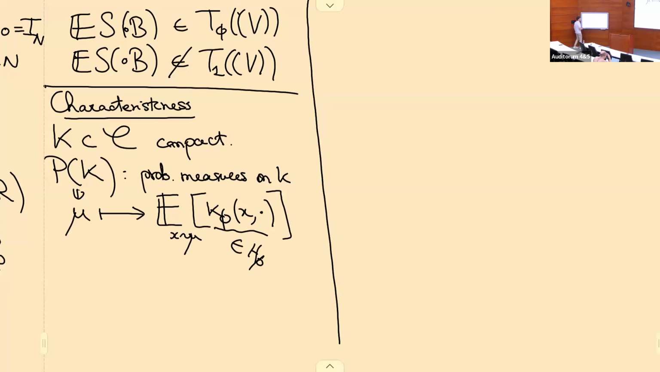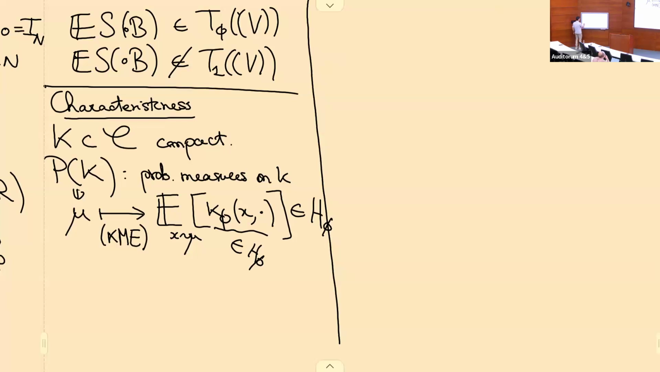And this is an expected feature map. You can interpret this expectation in the sense of Bochner, so these are integrals in Hilbert spaces. And again, this is an element of H phi. So you have a map that takes a probability measure mu and maps it to an element of the RKHS. This is usually called a kernel mean embedding. It embeds a measure into its mean in the RKHS.